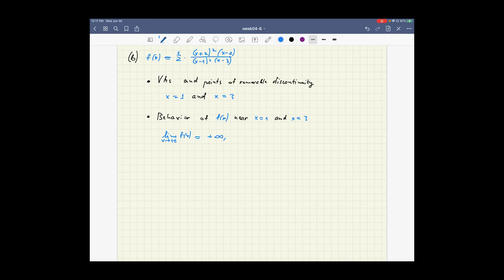And limit at 3 from the left: this is positive, this is positive, this is negative. Excuse me, this is positive, and this is negative. So the ratio is negative. And limit at 3 from the right is positive over positive, so the fraction is positive.